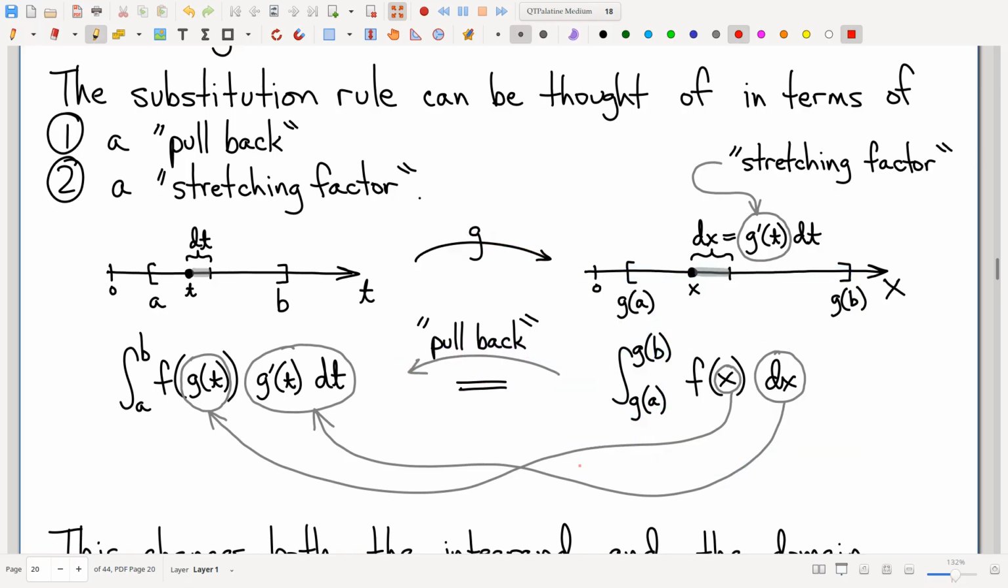Go ahead. My question is, to go back, we just took the g prime of t dt, which is what we got, and why are we multiplying it by f of g of t? Why is that the multiplication factor? So the premise is that we're starting with an integral here, and that integral has some integrand that is what came to us for whatever reason.